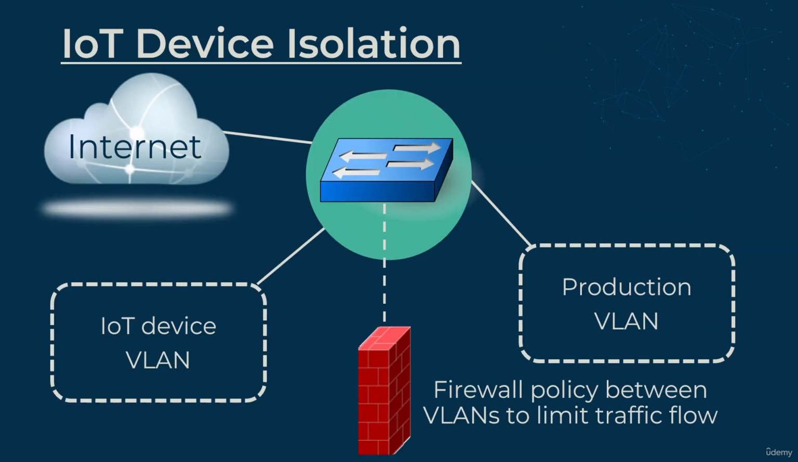So if we take a look at the diagram, here we might have a separate VLAN which is used solely for IoT devices compared to our production VLAN, which is separate. And we would have a strict firewall policy between those VLANs to limit traffic flow. The idea is that if we get a compromised IoT device, that can't be translated into getting into the production VLAN from an attacker's perspective.